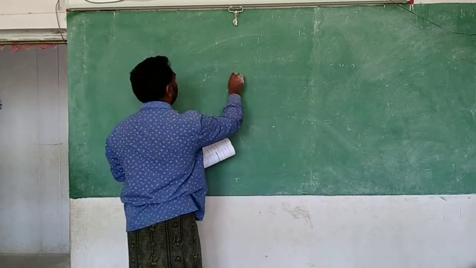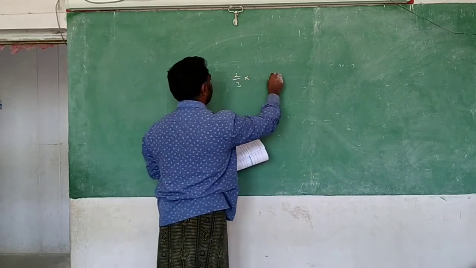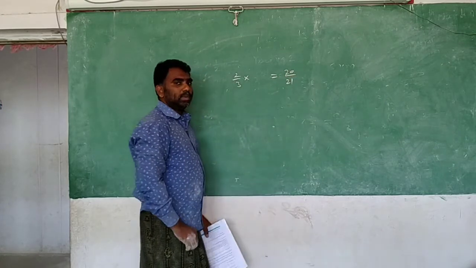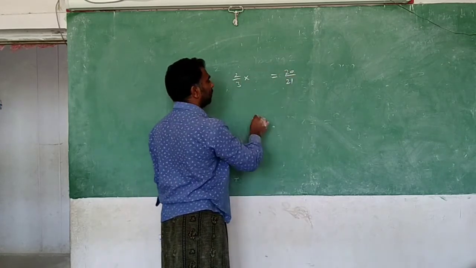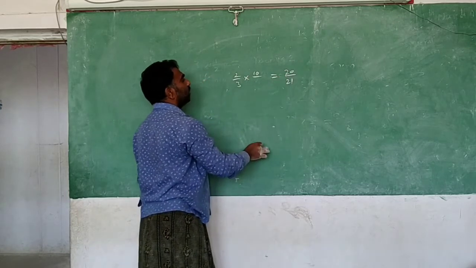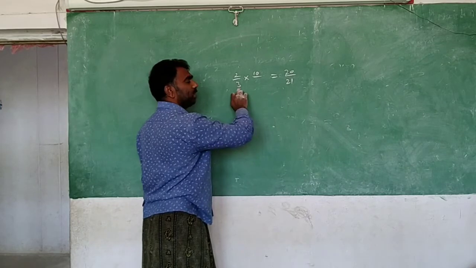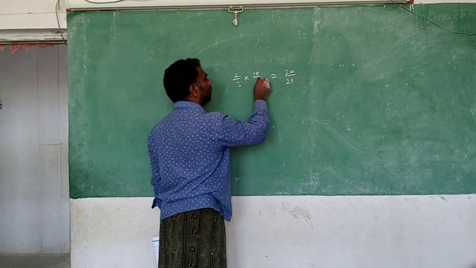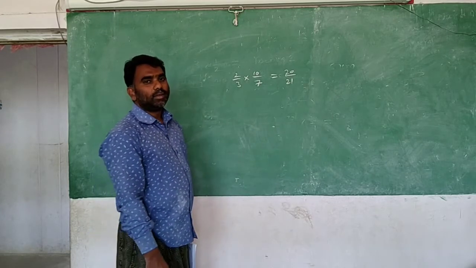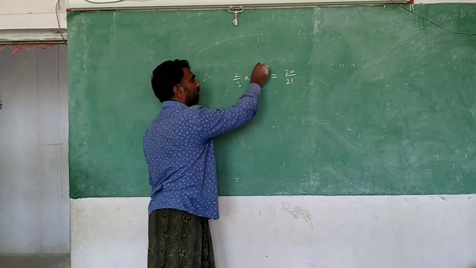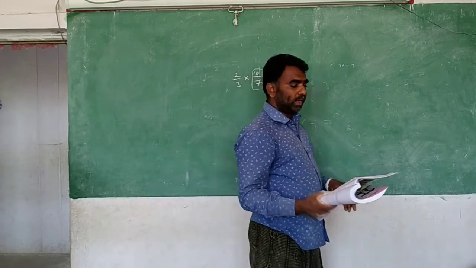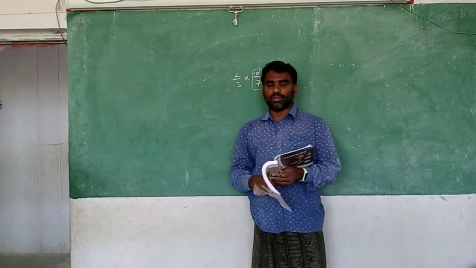So how do you see it? 2 by 3 into something is equal to 20 by 21. By multiplying the numerators you will get this. How will the 20 come? 2 tens are 20. How will the 21 come? By multiplying with 3 we have to get 21. That's why 3 sevens are 21. In this way you can find the blanks here. So do that seventh one also.